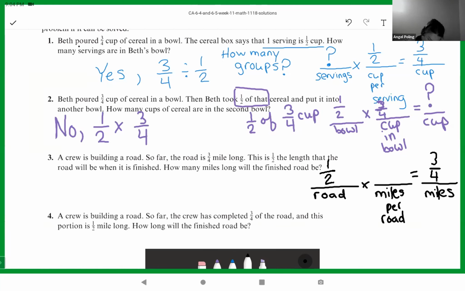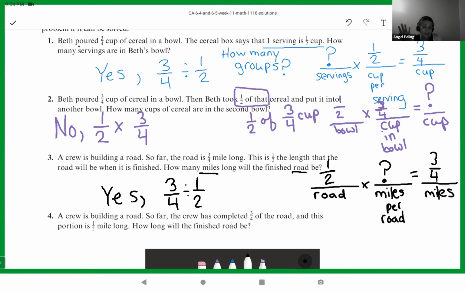What we don't know is how many miles are there in one road. So the whole road, the project, whatever you want to call it, it's our group. And we don't know how many miles are in that group. So we do in fact have 3/4 divided by 1/2. So that's a yes.